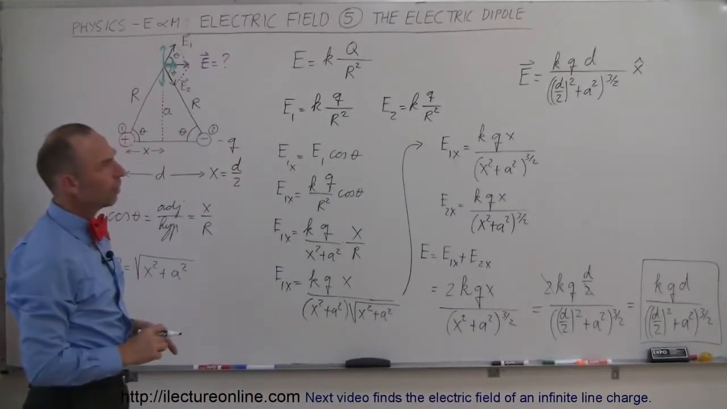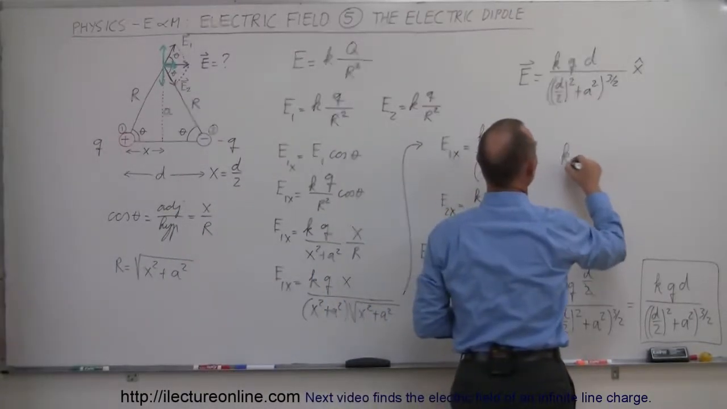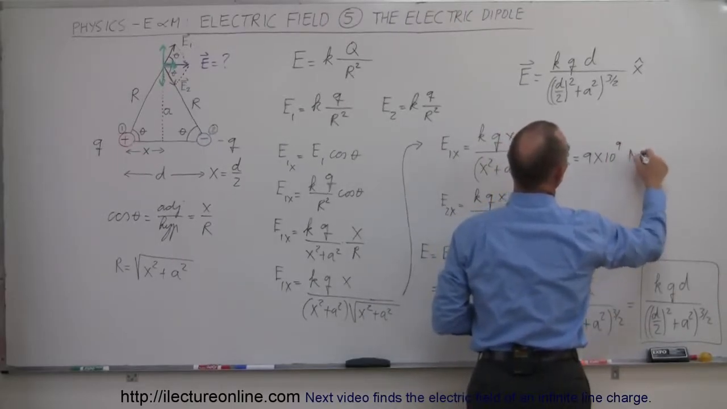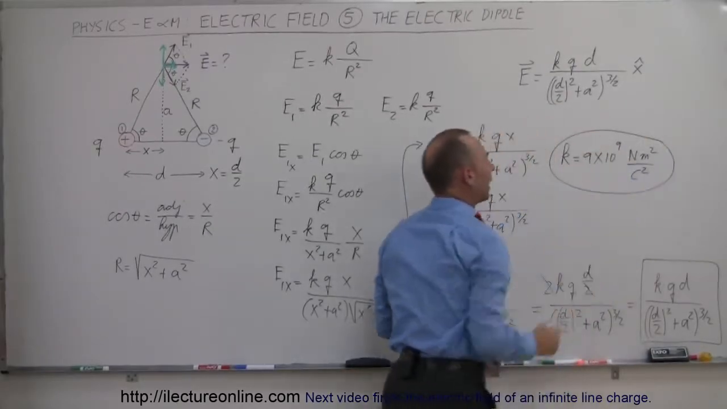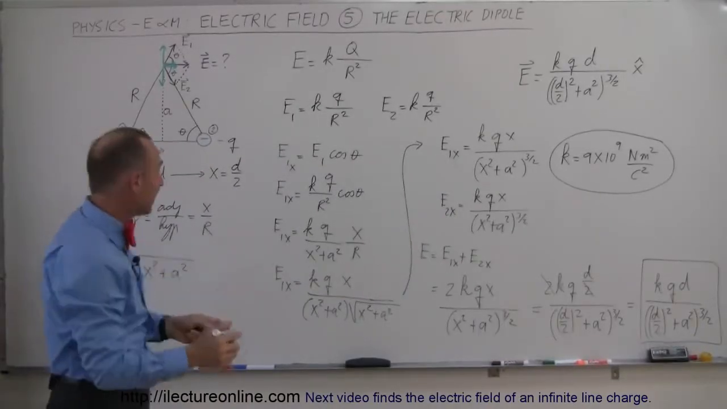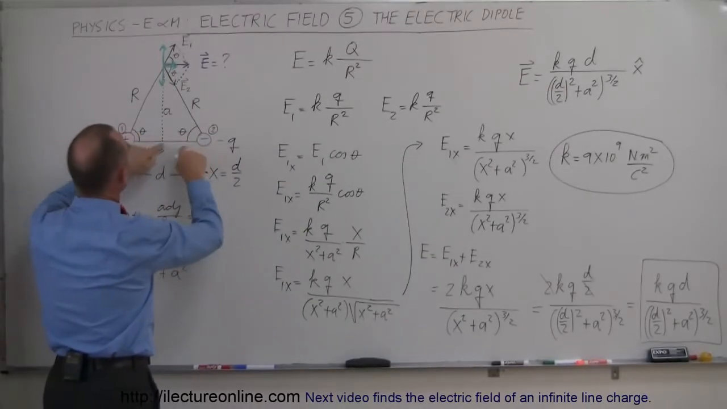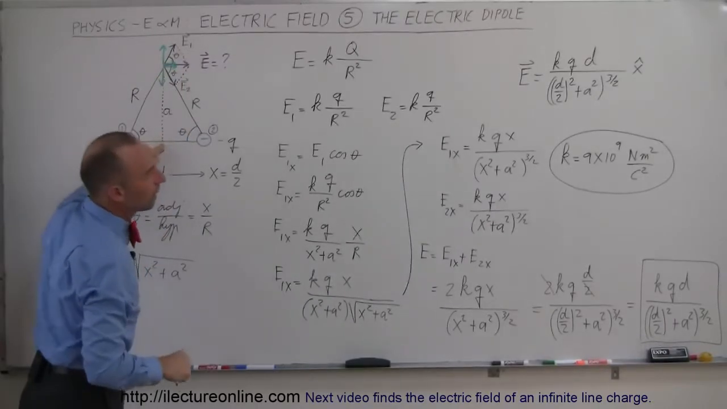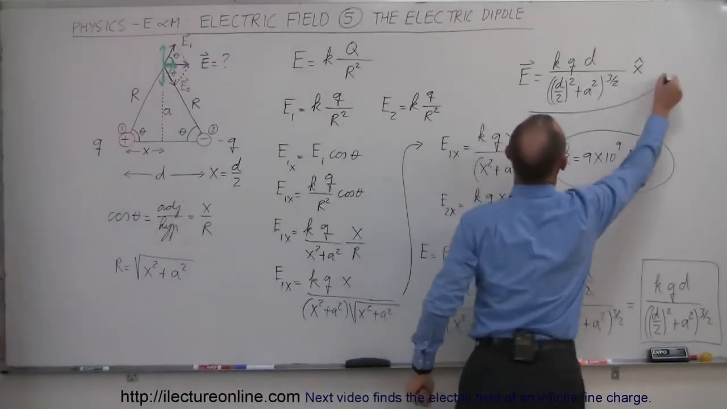All right, so for those who go, wait a minute, what is k again? Remember that k is equal to 9 times 10 to the 9th, and that would be newtons meters squared per coulomb squared. So that's the constant that comes out of Coulomb's law. Q is the magnitude of the charge. D is the separation distance between the two charges. A is the distance from the line connecting the two charges along the perpendicular bisector to the point of interest, where we want to know the electric field. And that's it. That's all you need to know. There's the answer. So that's how we write it in vector format.